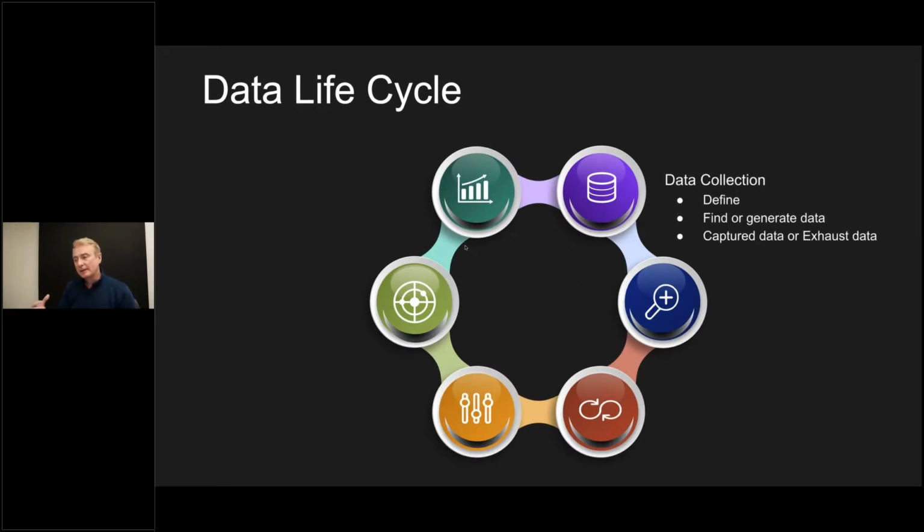The first part of the data life cycle, and this is universal, is data collection. Data has to come from somewhere. It doesn't exist in a vacuum. We have to define the data. We either have to find the data or generate the data. And then we have to capture it, and there's this cool concept called exhaust data. Every time you're on your laptop, or there's a computer server out there generating all these log files, it's generating exhaust data. A lot of people are starting to find value in exhaust data. So the first part is data collection.